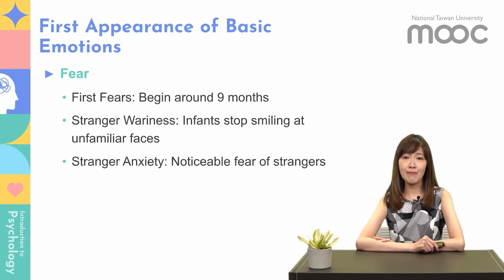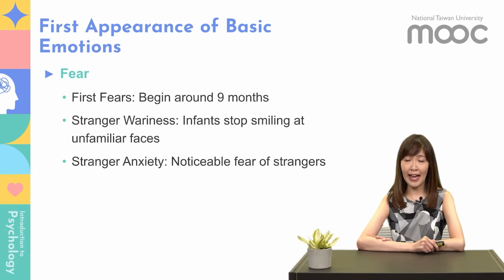And during this time, babies have stranger wariness. That is, later in life, they no longer smile at friendly faces. So that's why we can see that some babies may cry when they see Santa Claus, because they are not familiar with the old guy with the white beard. And later, they also show stranger anxiety. That is, when they are separated from their caregivers, they may cry, they're anxious. And that's a term that we will talk more about later in this chapter.